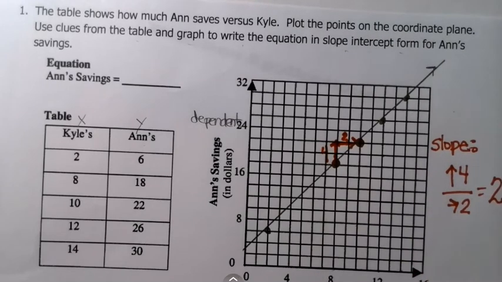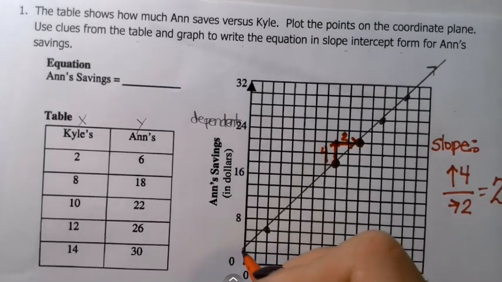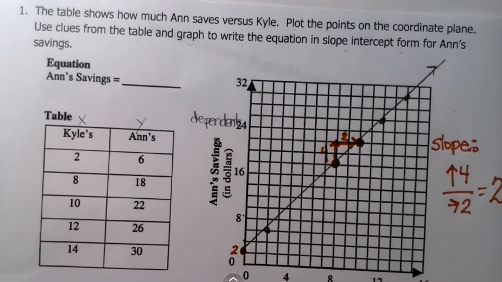My y-intercept would be what this value is if I continued down to where it hits the y-axis. So it would be down to the left 2, and it's hitting right here. And remember, when we count up, this is 2, 4, 6, 8. So this point right here is 2. So my y-intercept is (0, 2).